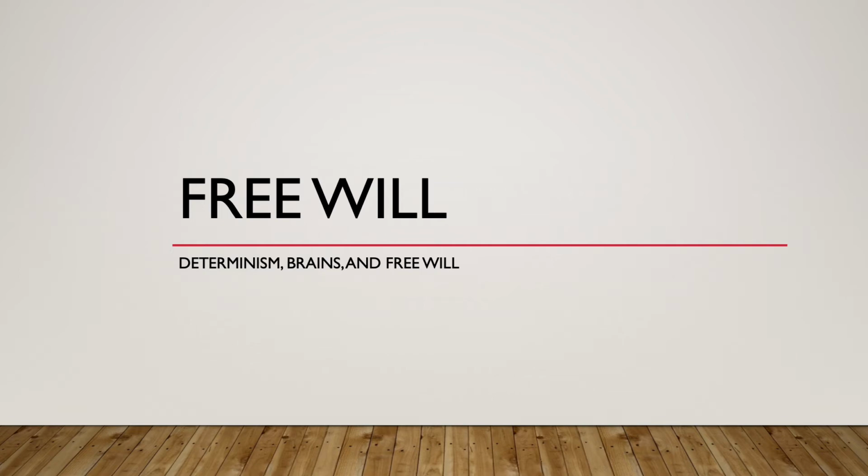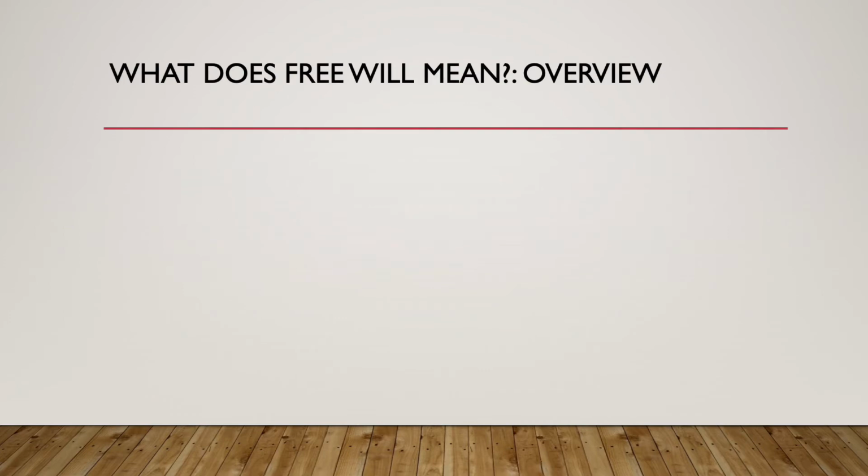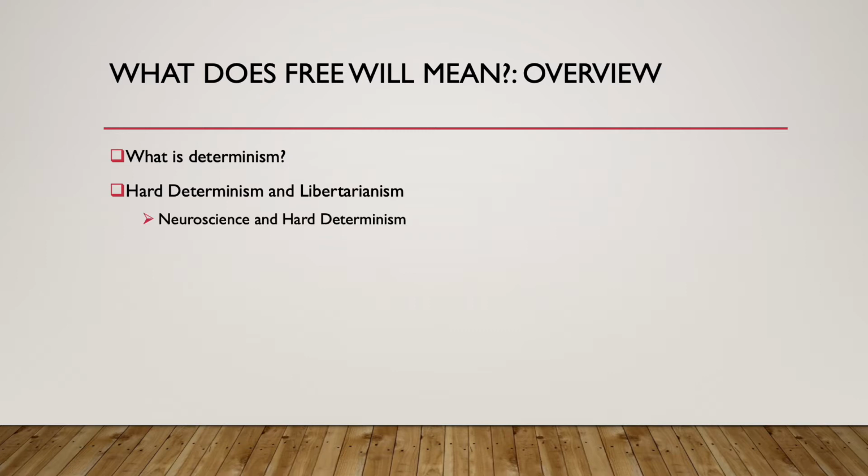In this video, we're going to take a look at how someone might try to use the neuroscience experiments we've looked at in an attempt to challenge free will using a very old philosophical challenge known as determinism. So in this preview, we're going to talk about what determinism is. We'll talk about hard determinism and libertarianism. We'll talk about neuroscience as it relates to hard determinism, and neuroscience as it relates to libertarianism.